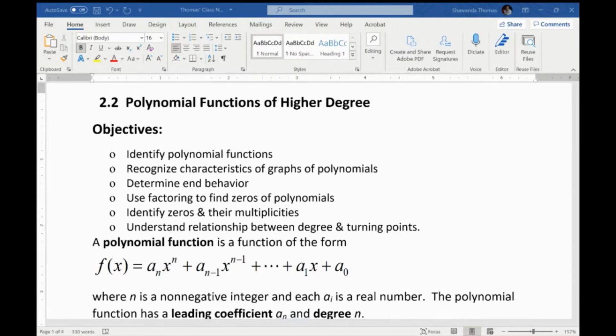Very good. So the highest we've gone so far is degree 3. But today you're going to learn how functions look when they are higher than that. Higher degree: degree 4, degree 5, and so on and so on. All right, so objectives: we're going to identify polynomial functions, recognize characteristics of graphs of polynomials, determine end behavior, use factoring to find zeros of polynomials, identify zeros and their multiplicities, and understand the relationship between degree and turning points.